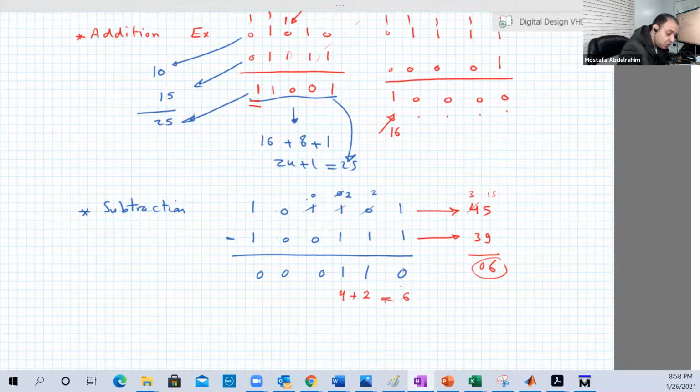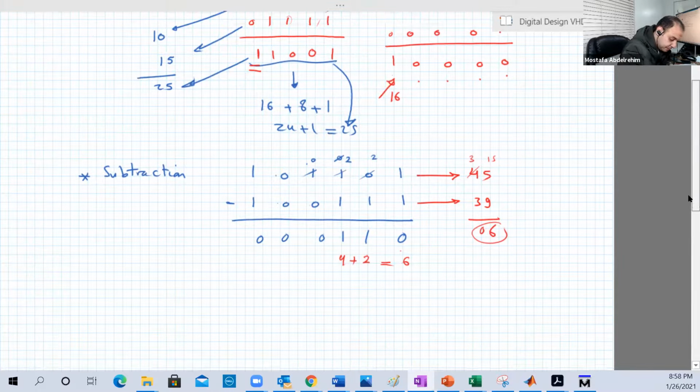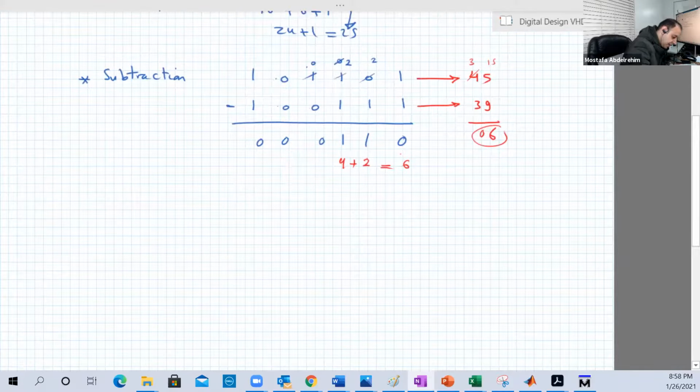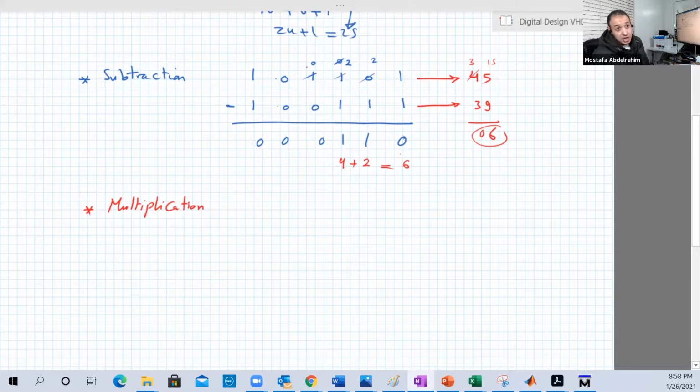Now, finally, let's do the multiplication. Multiplication here is actually very easy, because when you multiply something by 1, you get the same thing. When you multiply something by 0, you get 0. But it's a lengthy operation, just like decimals. So let's have an example.